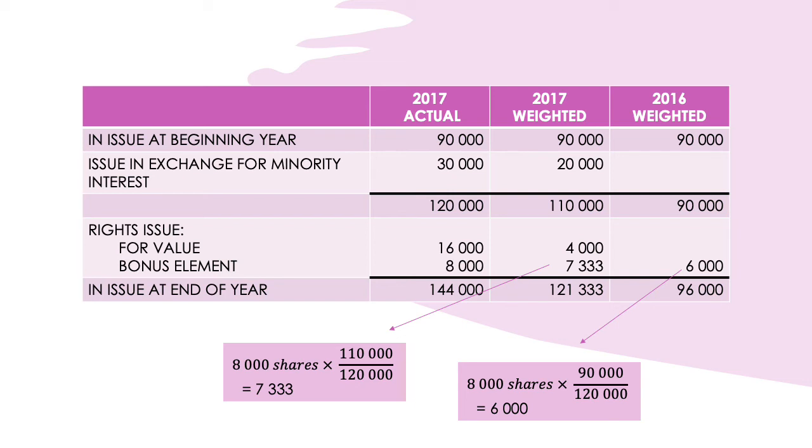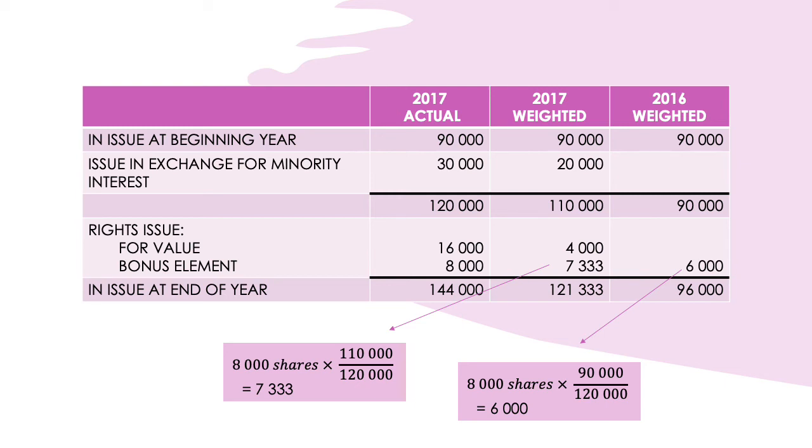We now have to move on to the bonus element. Now the bonus element amounted to 8,000 shares. Now in the prior examples that I did with you in lecture 4, because we had the same amount of shares in issue immediately before the rights issue in the actual, the weighted for the current year and the weighted for the prior year column, we didn't have to do what we're about to do now.